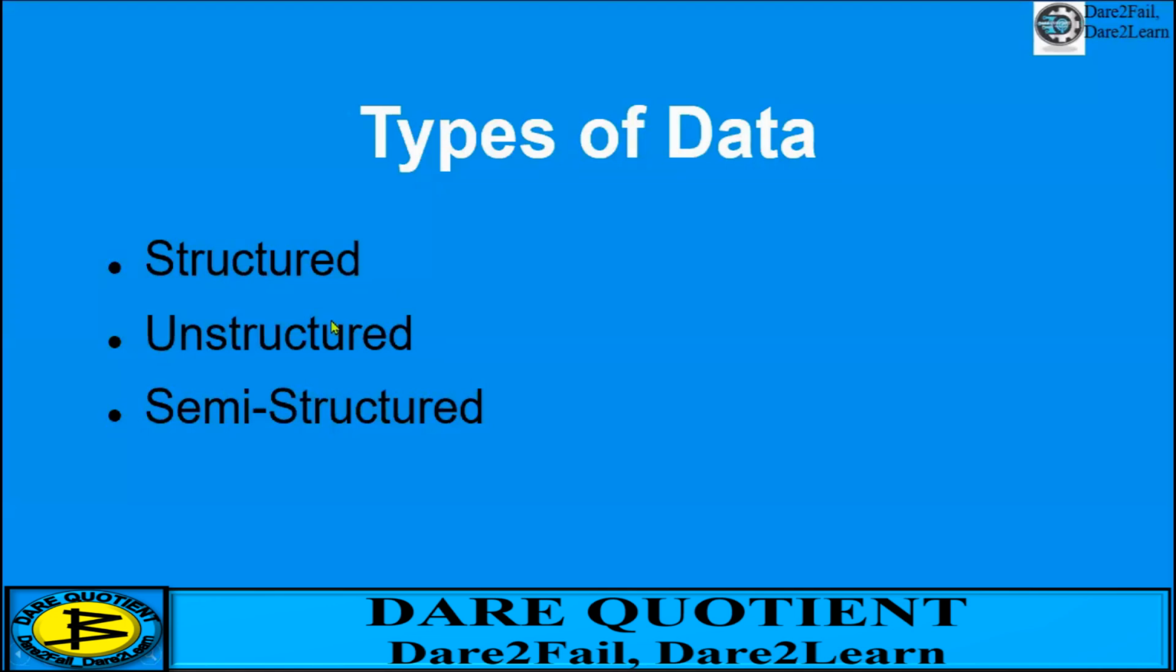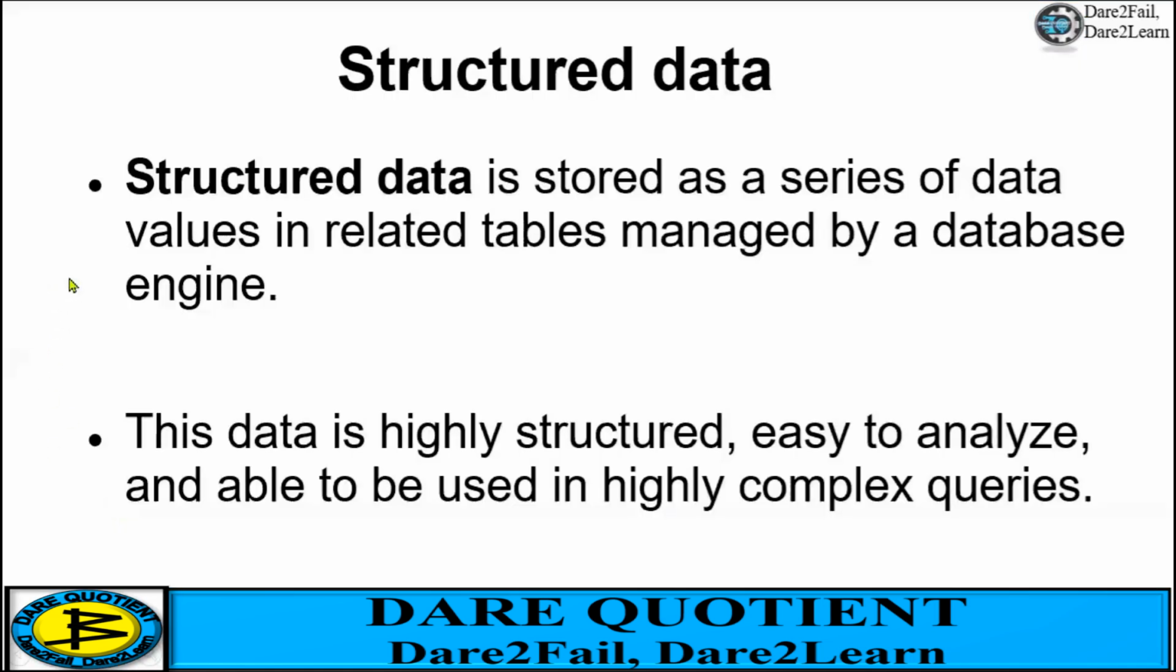So primarily we have three types of data. We have the structured, the unstructured, and the semi-structured data. So for the structured data, this is simply data that is stored in a table or in a relation form in a storage such as a database.